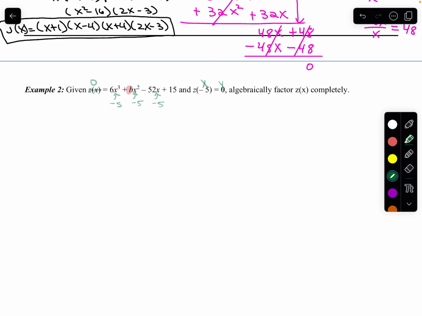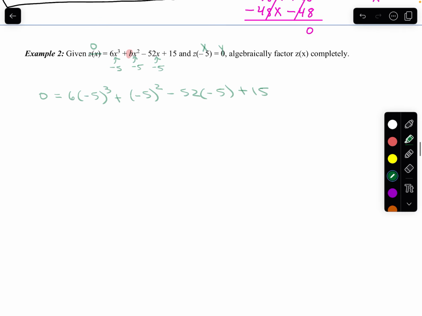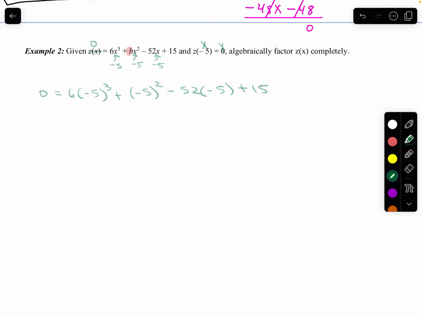I'm just going to rewrite what that would look like. So 0 equals 6 times negative 5 to the third plus b times negative 5 squared minus 52 times negative 5 plus 15. So pause the video for a second and figure out what your b value is. This value right here.